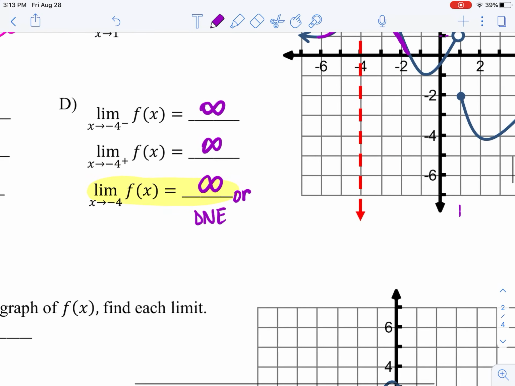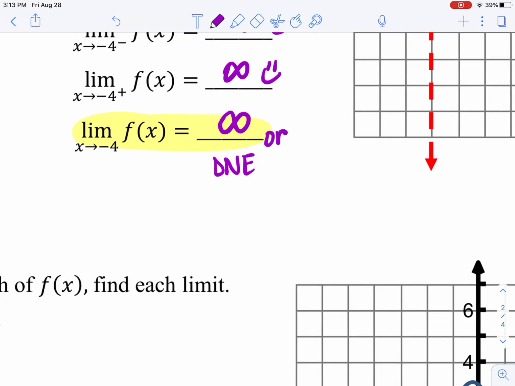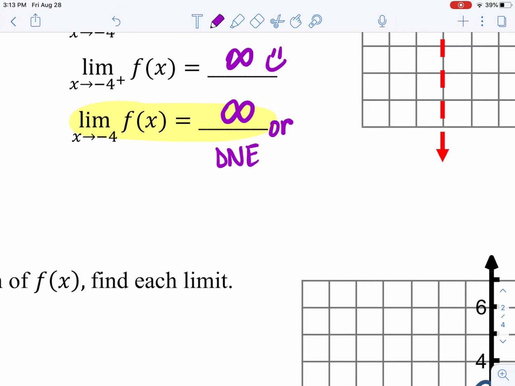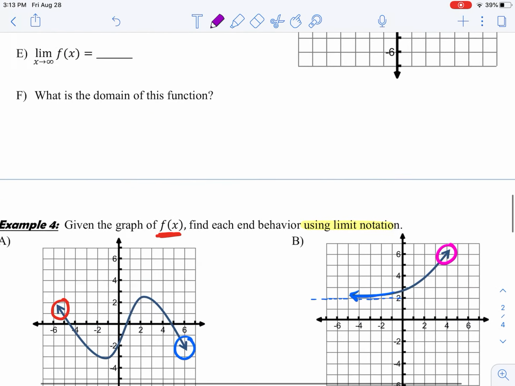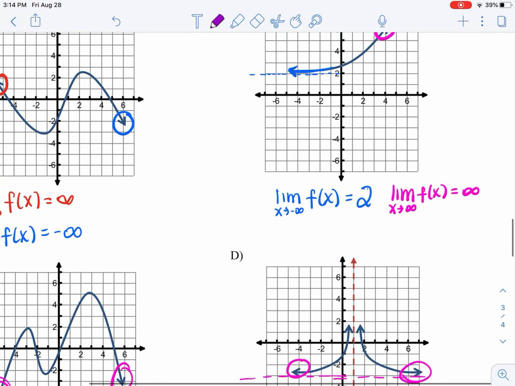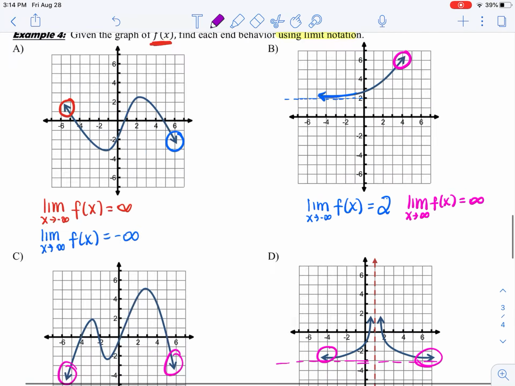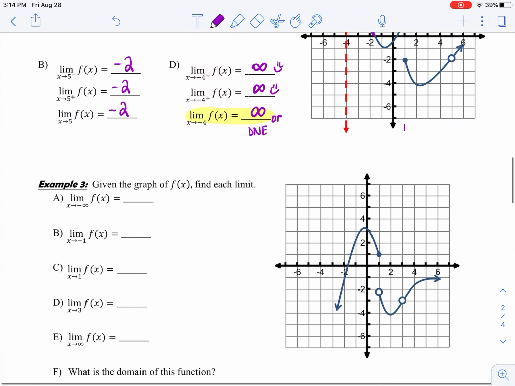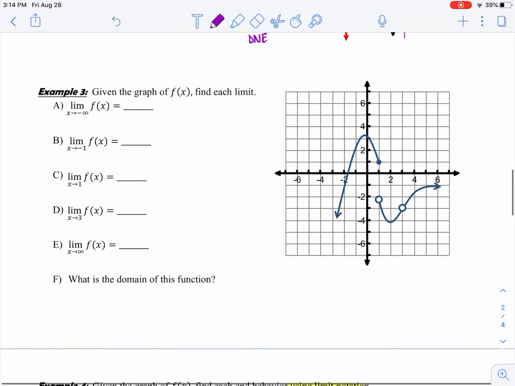So either one of these is fine. So please keep in mind this. Left-hand limits can be infinity. Right-hand limits can be infinity. Limits themselves can be infinity, but that means it does not exist. Okay? Now, don't confuse that with end behavior. End behavior always exists. There's something always happening on your ends. Why don't you pause the video and try these on your own and see how you do, and then come back and compare your answers with me.